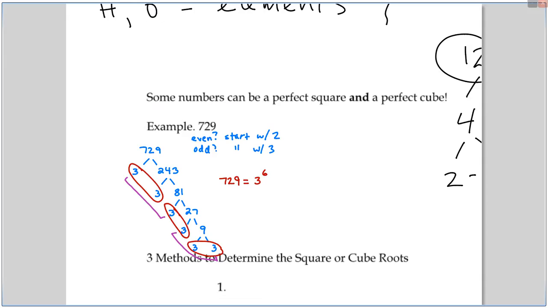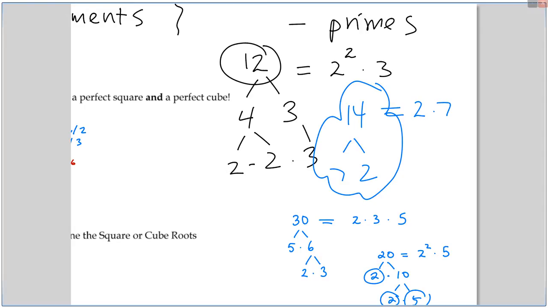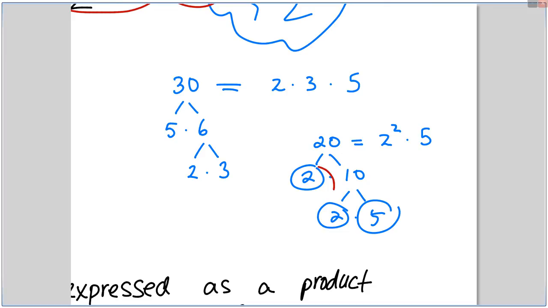Let's take a look at some of the ones we did over here. Is 12 a perfect square? No. Why? Because there's a pair of 2's, but there's just a single 3 dangling. It doesn't pair up, so it's not a perfect square. There's no triplets, so there's no chance it's a cube. What about 14? Is there pairs? No, 14's not a perfect square or a perfect cube. What about 20? There's a pair, but then 5 is just dangling. So is 20 a perfect square? No.